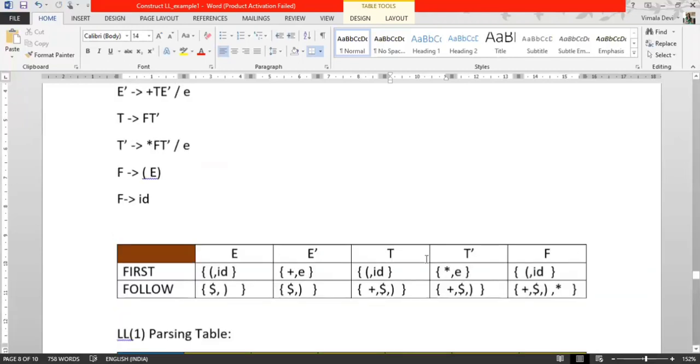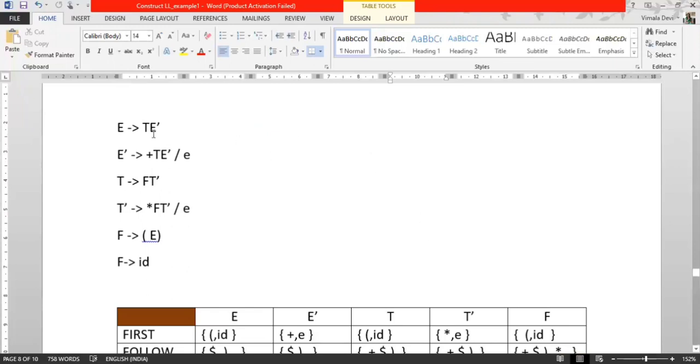Now let us move on to the second rule. What is the second rule? E' derives +TE'. At the same time, E' derives epsilon. So there are two rules in fact. E' has two alternatives. So we have to consider it as two individual rules. So first let us consider the rule E' derives +TE'.